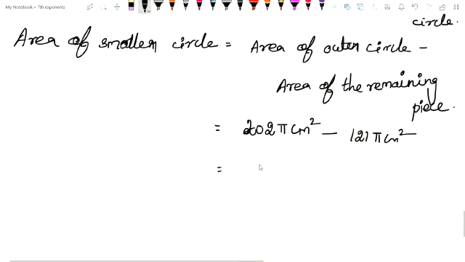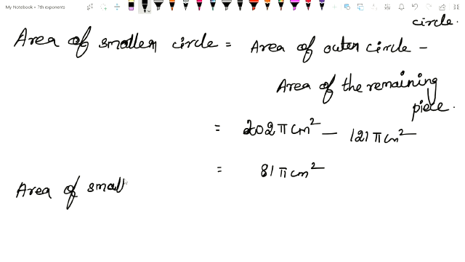Subtract this. 2 minus 1, 1. Here 0 minus 2 we can't do, so 10 minus 2, 8. Here 1 minus 1, 0. So 81 pi centimeter square. This is the area of the smaller circle. Area of the smaller circle equal to 81 pi centimeter square. Next, we need to find the radius of the smaller circle.